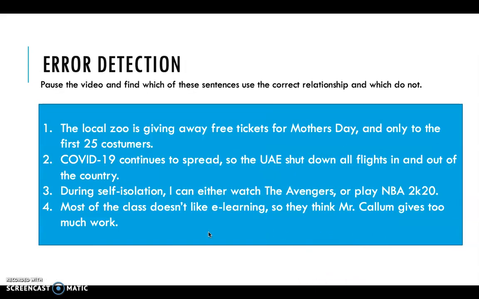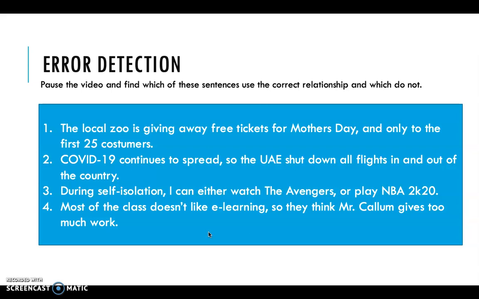So here are some examples. So what we're going to do is just going to pause the video after I'm done talking, and you'll find which of these sentences use the correct relationship and which do not. All right, so the local zoo is giving away free tickets for Mother's Day and only to the first 25 customers.